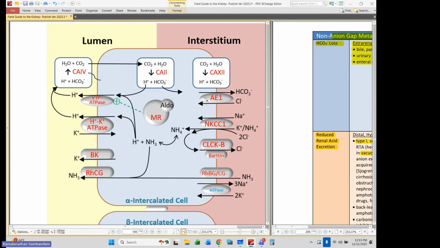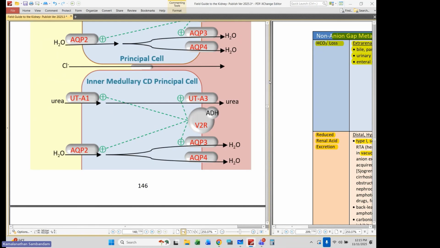But you can also have transport defects in basolateral transporters like the anion exchange molecule here, or anion exchange transporter, that can be a cause of this secretory defect, type 1 RTA, distal RTA.